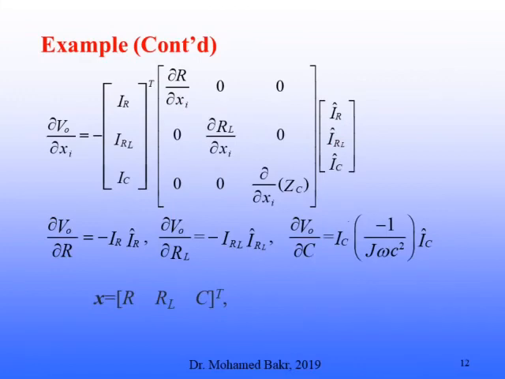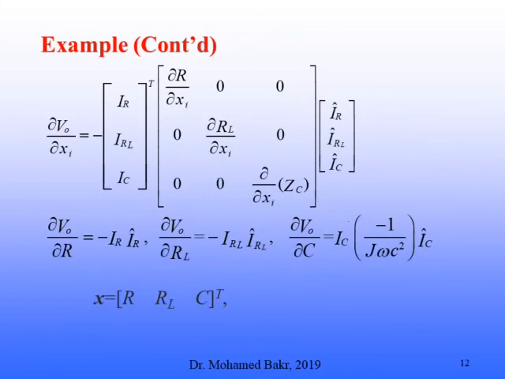Okay, so remember, if I select Xi to be RL, only this component is 1, this is 0, this is 0. So if you multiply this row vector by this matrix, by this column vector, you'll obtain minus IRL multiplying 1 multiplying IRL hat. So the sensitivity is really the product of the two currents flowing through the resistance RL in the original circuit and in the adjoint circuit. For the capacitor, it is a little bit different.